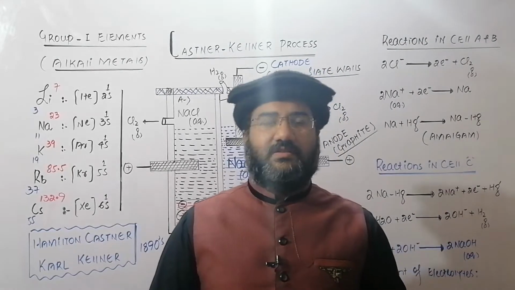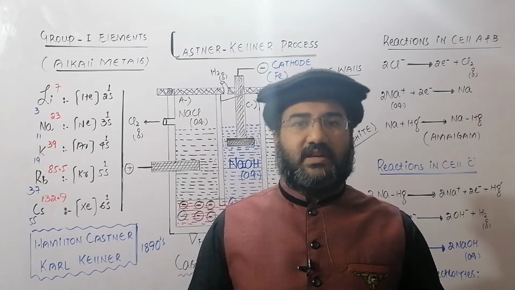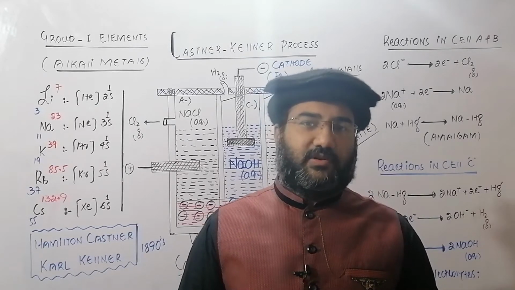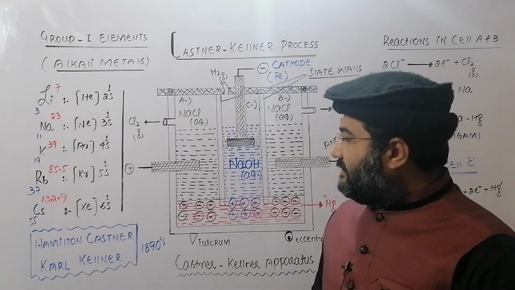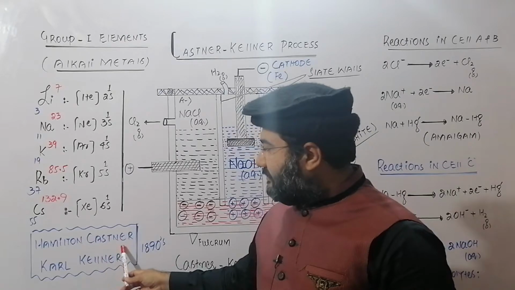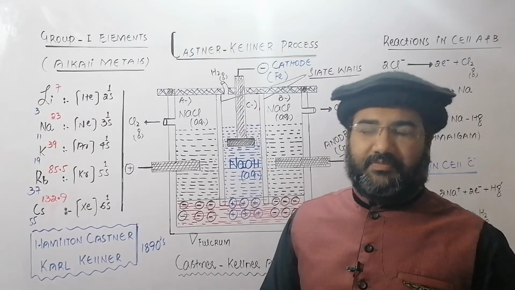Welcome students. So in this lecture we are going to discuss the manufacture of caustic soda or sodium hydroxide by the Kastner-Kellner process. The Kastner-Kellner process was developed by Hamilton Kastner and Karl Kellner in the 1890s.